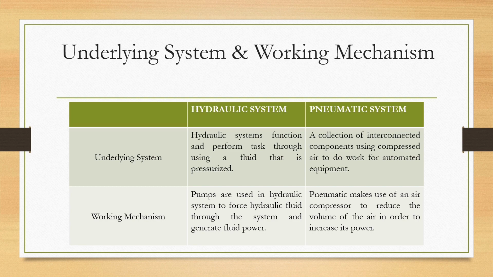The working mechanism for pneumatic makes use of an air compressor to reduce the volume of the air in order to increase its pressure. This then moves through a filter into pneumatic tubing, where it is controlled by a valve before reaching an actuator, which does the work at the end of the process.